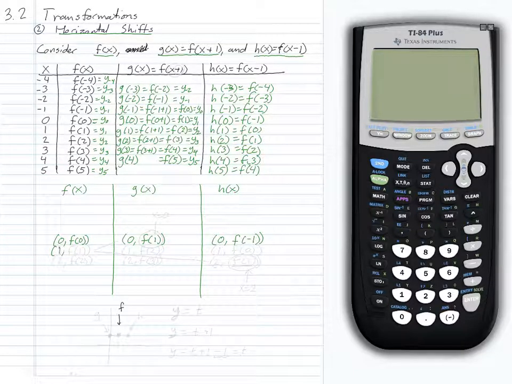If we plug 1 into our function f, we get f of 1. If we plug 1 into the function g, we get f of 2. And plugging 1 into the function h gives us f of 0.